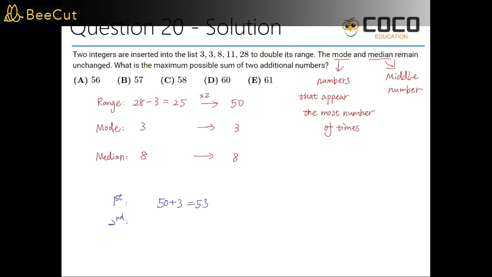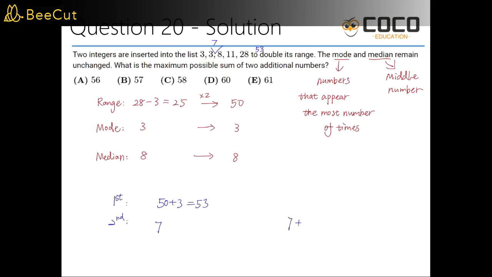Now, for the second number, we already have 53. We need one more. We want to make sure that 8 is still the middle number, so this number is less than 8. The largest it can be is 7. You can see if you add a 7 here, 8 is still in the middle. It's the 4th number of this 7 number sequence. And the number that appears the most number of times remains 3.